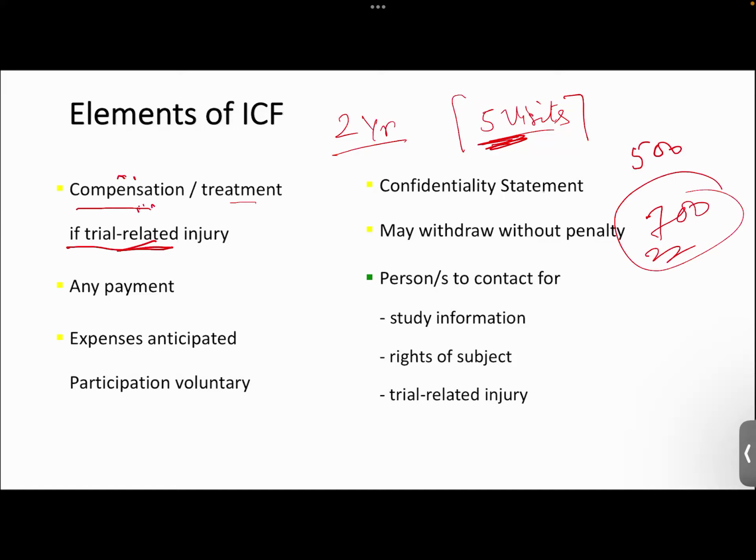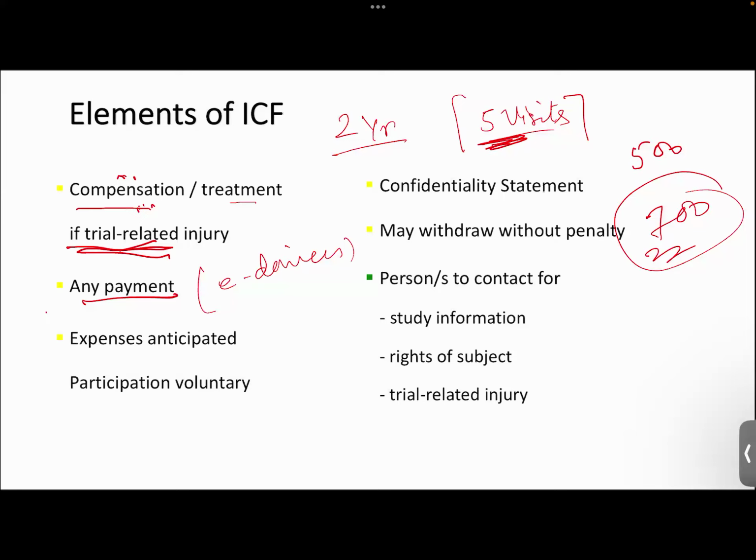Another is trial-related injury. Suppose a person falls sick, who will take care of that medical treatment? Also any other payment, any other compensation. Maybe they are giving some e-devices. These days that is very common, like an electronic diary, watches, something like that, to note down the data. But once the trial is over, for example if they have given them a mobile phone or an Apple Watch or something, it will stay with the patient, right?